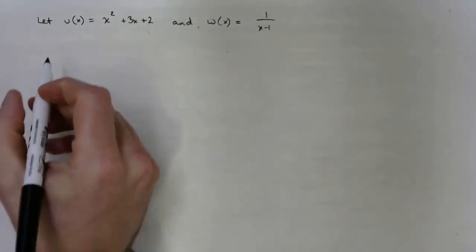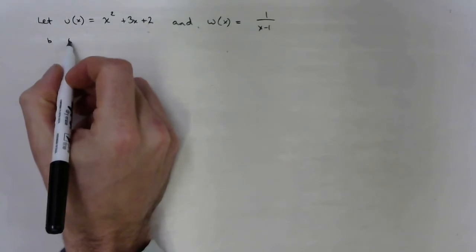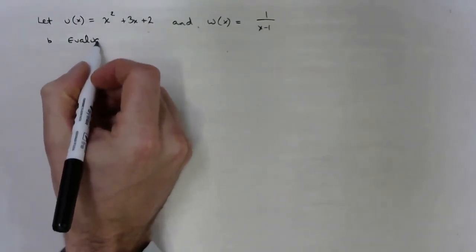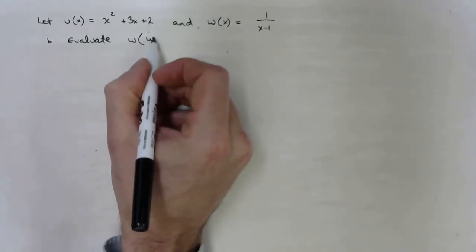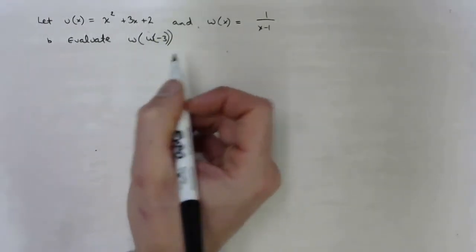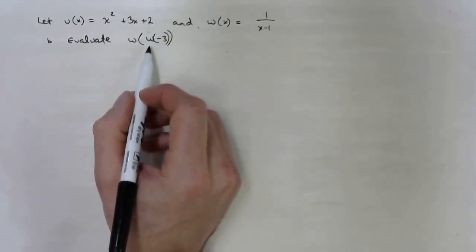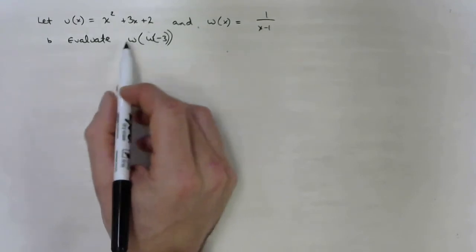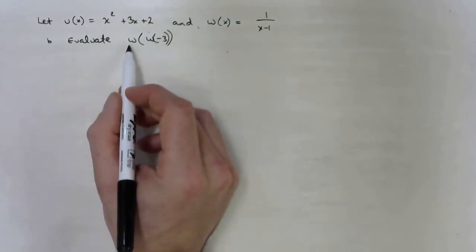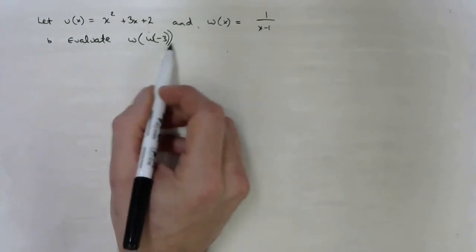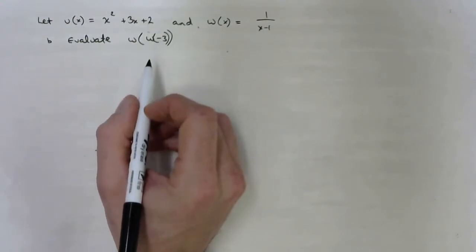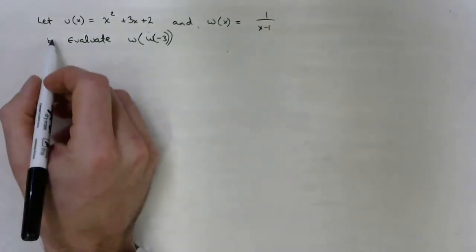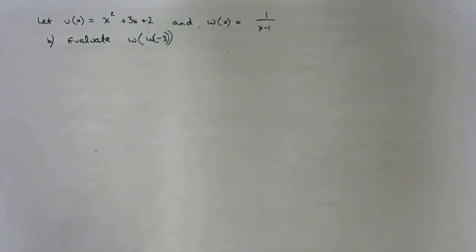And in B, we're going to evaluate w of u of negative 3. So the value of the function u at negative 3 can get subbed into w, or we can determine the composite function first and then sub in negative 3. We'll do it using method B, method 2.